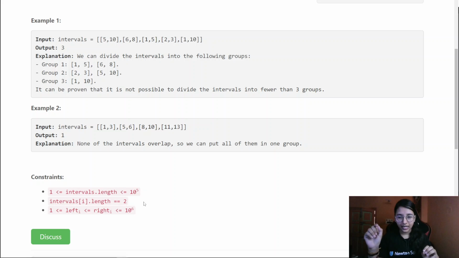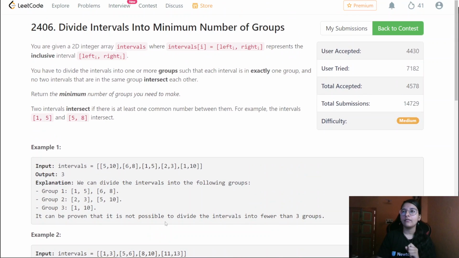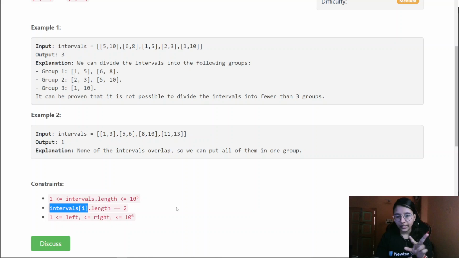Intervals of I is the vector given inside what we call the wrapper vector, so its length should be 2 only. One would be the start and the other would be the end, so that's why. And the left and right values are at most 10 raised to power 6. Means in intervals I, we are given 2 elements, and those 2 elements will be from 1 to 10 raised to power 6 only. That's what they want to say.